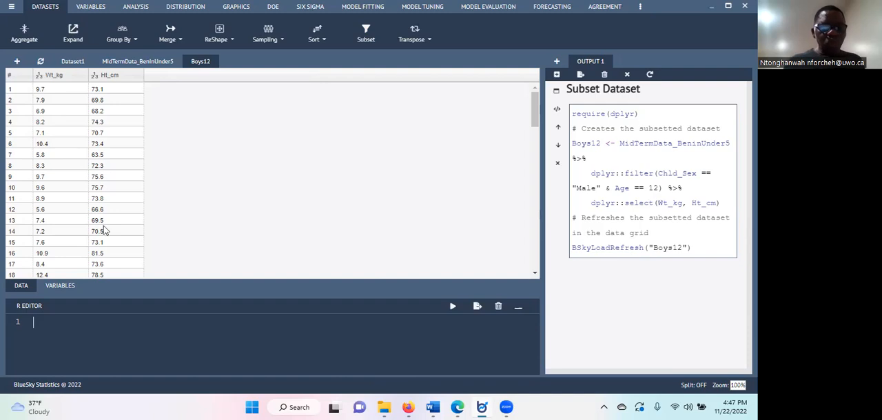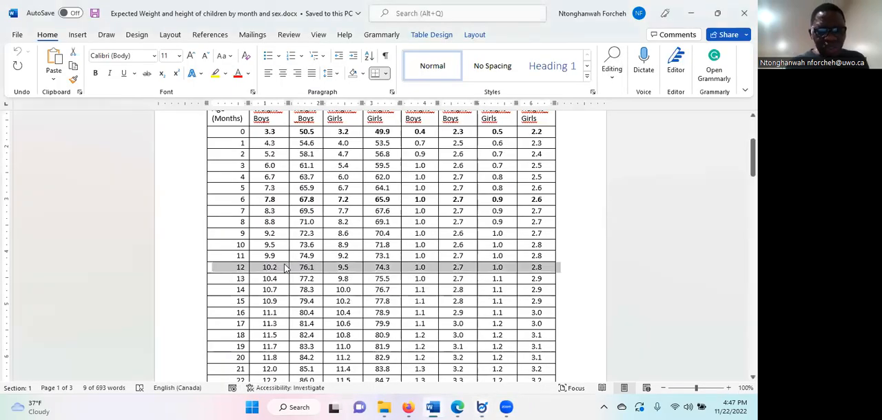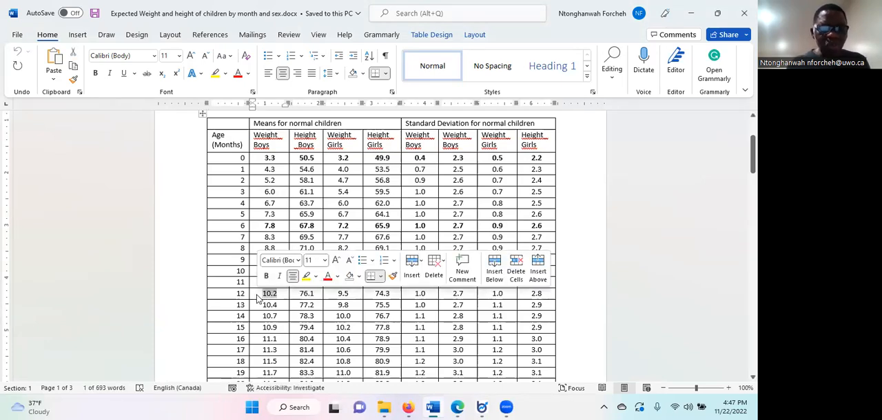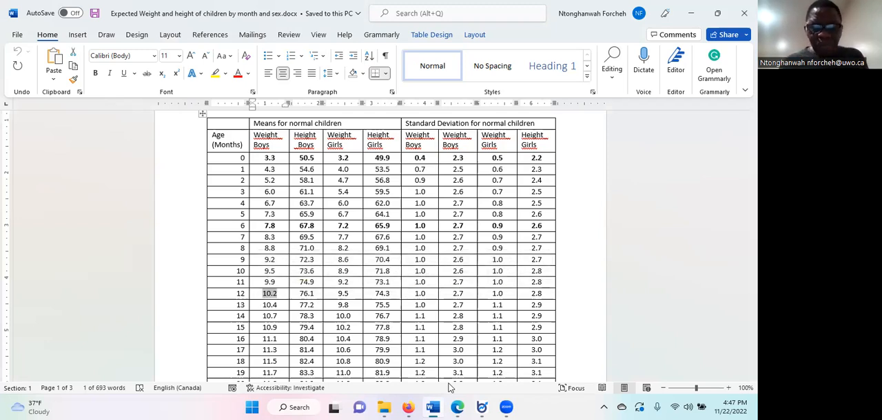So we can now conduct a one sample t-test. Let's go in here and see what the limits are. For 12 year olds, for the test for weight, we can test the one sample t-test: H naught, mu equals 12.2 against H1, mu is not equal to 12.2. So let's go and do that.